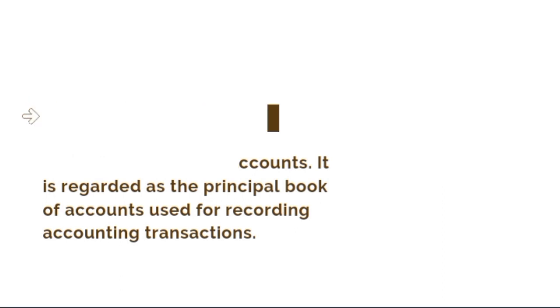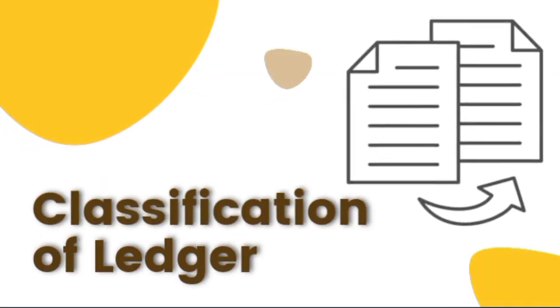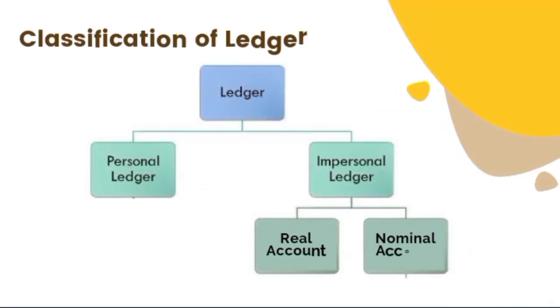The ledger account can be classified into two broad categories: the personal and the impersonal accounts. The impersonal account is divided into real account and nominal account. This is the classification of a ledger.